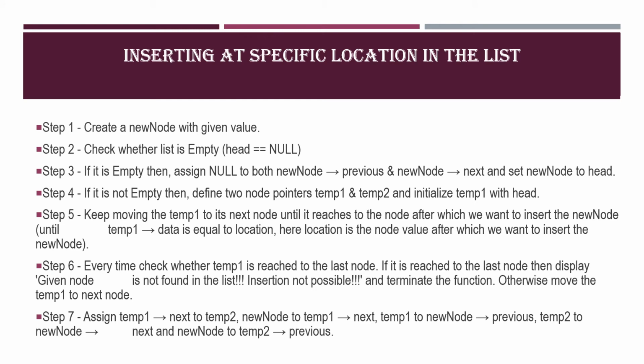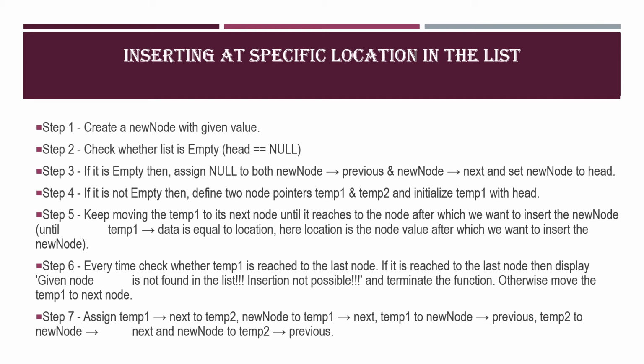For this, as usual, we want to create a new node with the element which we want to insert in between some location. For that, we want to check whether the list is empty or not. If my list is empty, then the element I want to insert is created as the first and last element also. So if it is the only element in the list, I want to make the previous part and the next part of that element null. Okay, this is for the empty case.